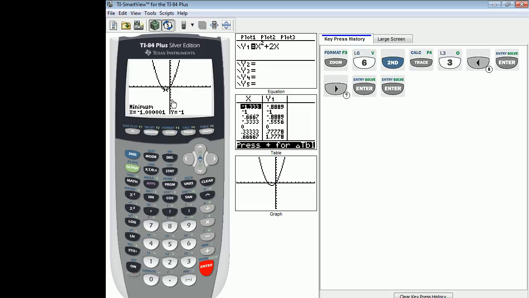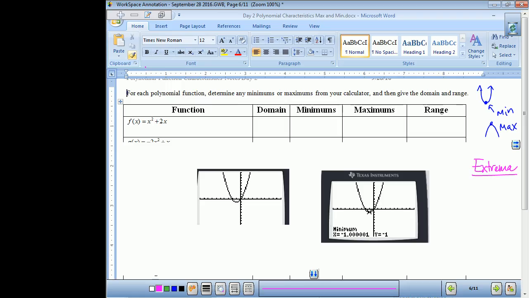Find the minimum. Sure. Can I do it with the next problem? Yeah, we'll do it with the next one. Okay, so this is what we should have gotten. I'll come sit with you and make sure you got it on the next one.